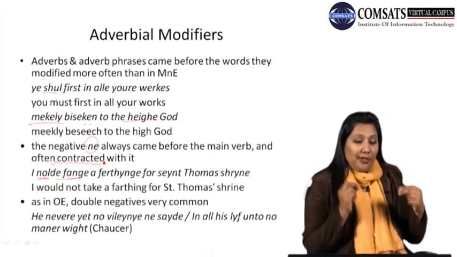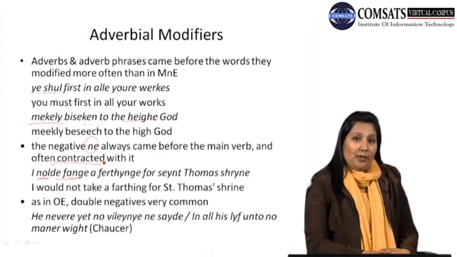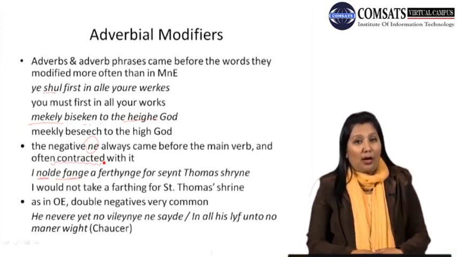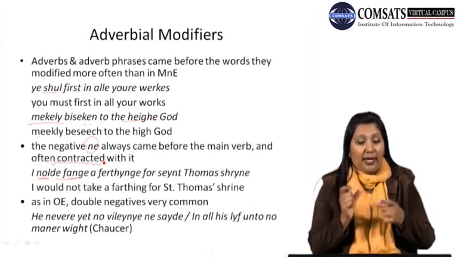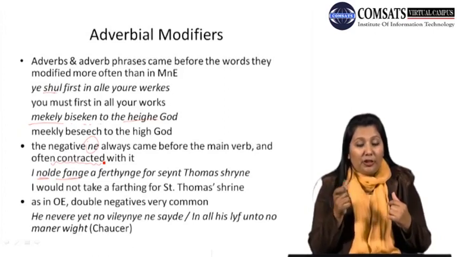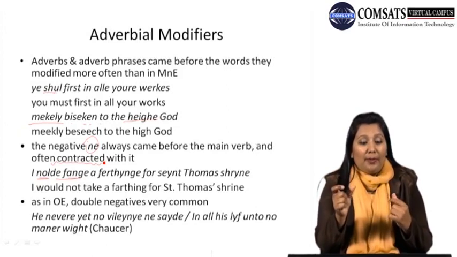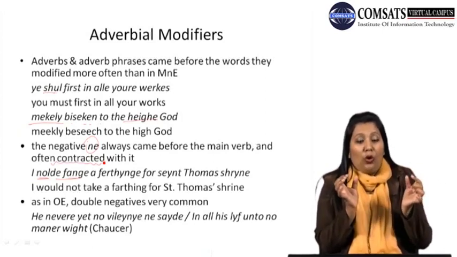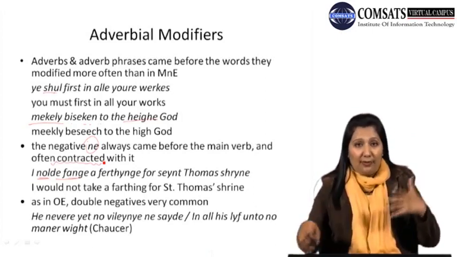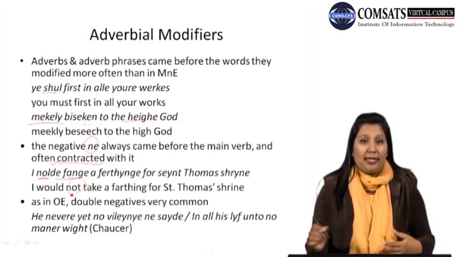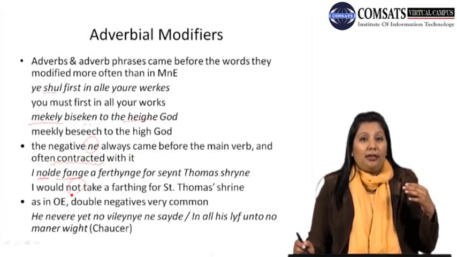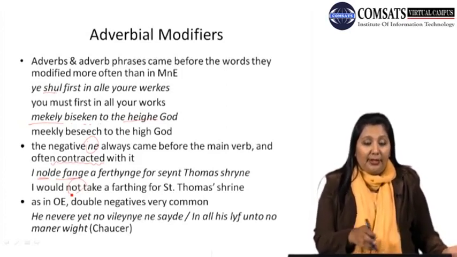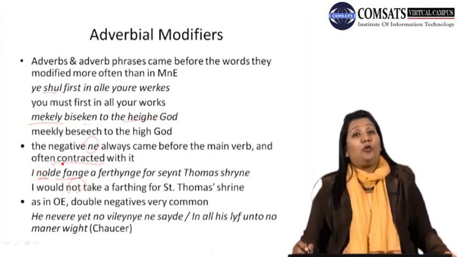This feature tells us that if there were some negative sentences, the negatives always came before the main verb. The main verb is what? It is take. I would not take. Fange, F-A-N-G-E, this is take, basically. This is the main verb, and the negative would come before the main verb. The word is N-E, actually, a word which we do not have in today's English. In Middle English, we had this N-E. I ne would fange a farthing for St. Thomas' shrine. Yes, it is coming before that, and the second is that it is often contracted.